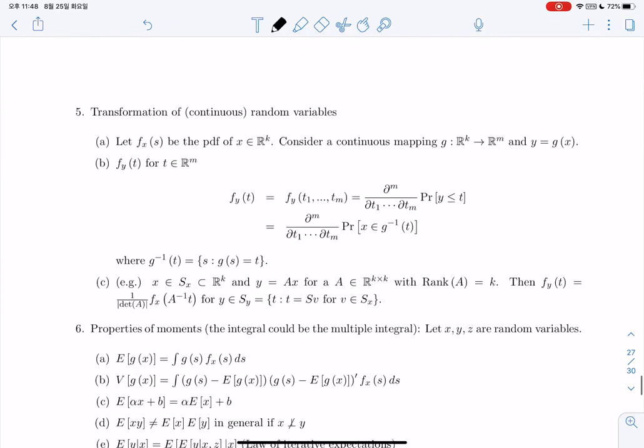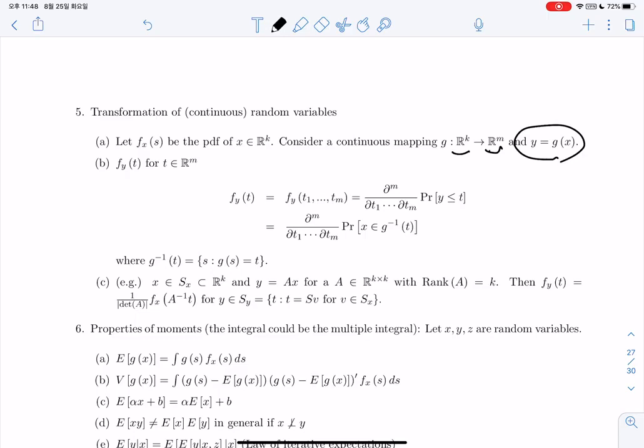Okay. Transformation. So if your y is a function of x, this g is possibly a vector-valued function. The g maps a k-dimensional vector to an m-dimensional vector, or since we are talking about random variables, g maps a k-variate random vector to an m-variate random vector.